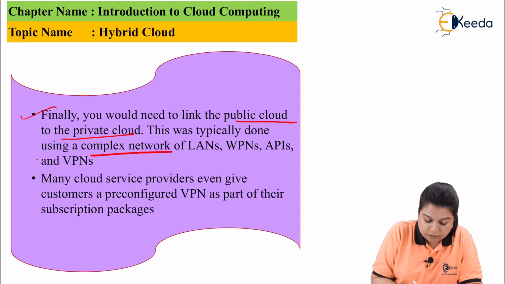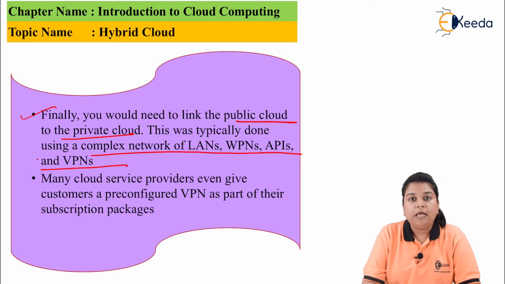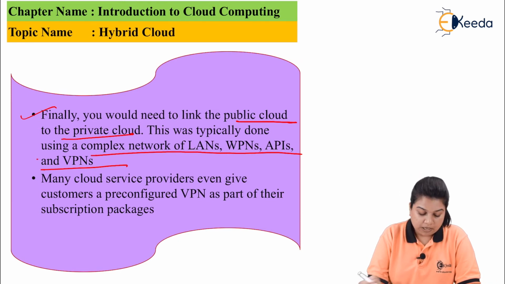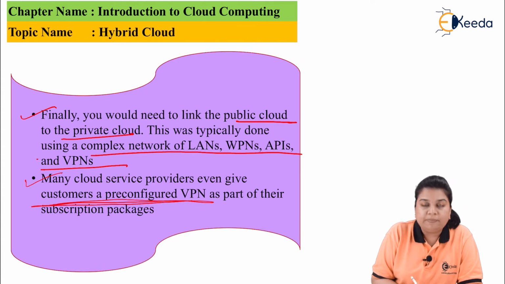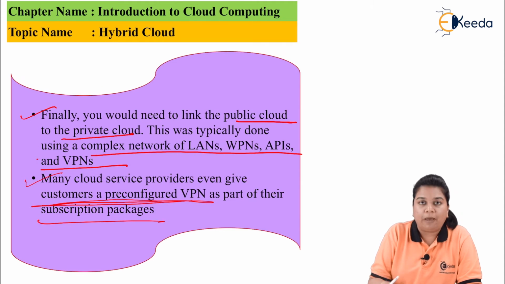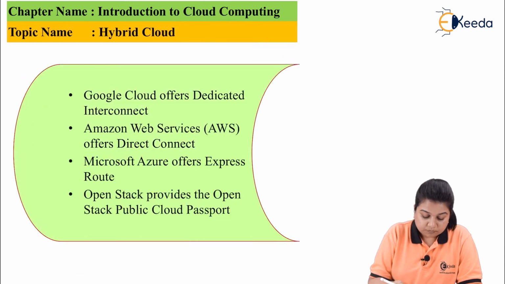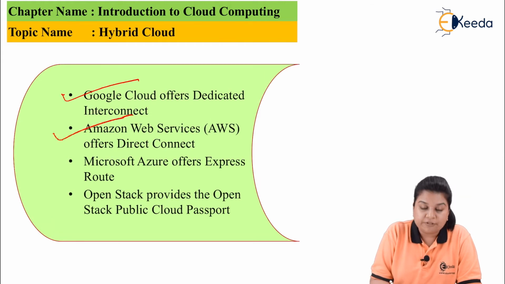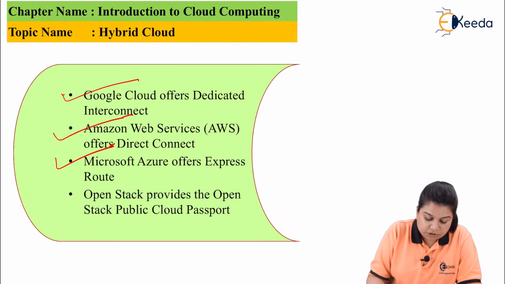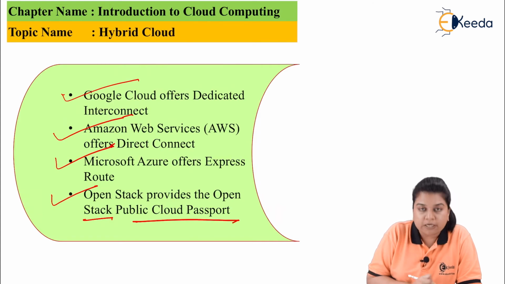This was typically done using the complex networks of LANs, that is local area networks, WANs, wide area networks, APIs, application programming interfaces, and virtual private networks, that is VPNs. Many cloud service providers even give customers pre-configured VPNs as part of their subscription packages. Google Cloud offers Dedicated Interconnect, Amazon Web Services offers Direct Connect, Microsoft Azure offers ExpressRoute, and OpenStack provides OpenStack Public Cloud Passport.